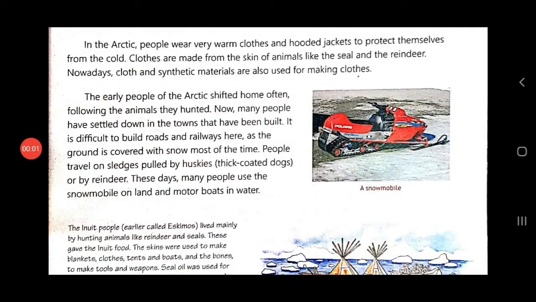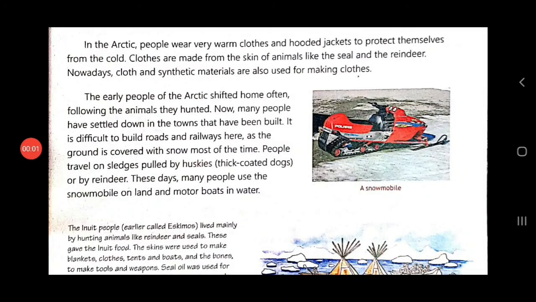The early people of the Arctic shifted home often, following the animals they hunted. Now children, the people of the Arctic used to shift their home from one place to another, as I told you, as wanderers, nomads. Why? Following the animals they hunted. That means they used to hunt and eat. They were hunter gatherers basically, so they were not living a settled life. Next, what they are telling, see.